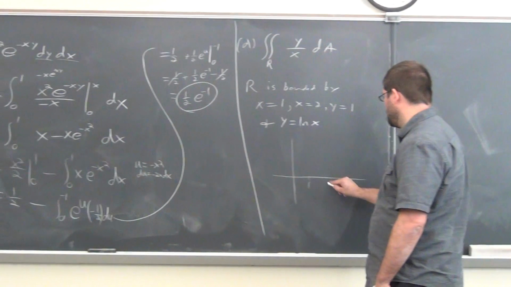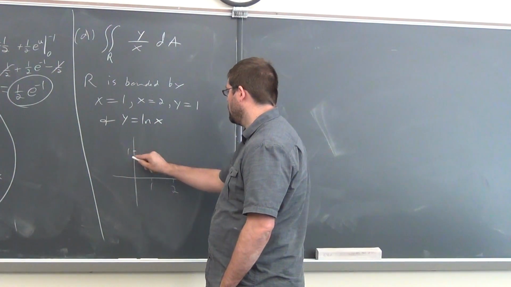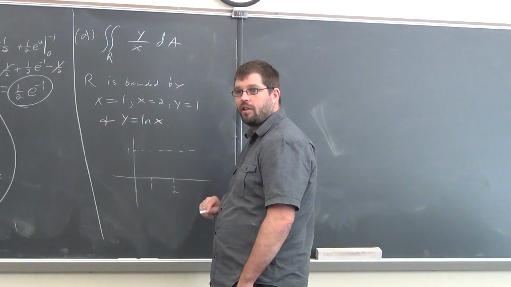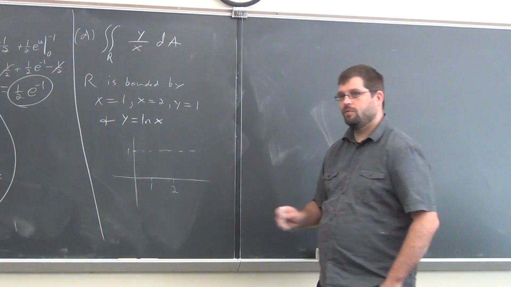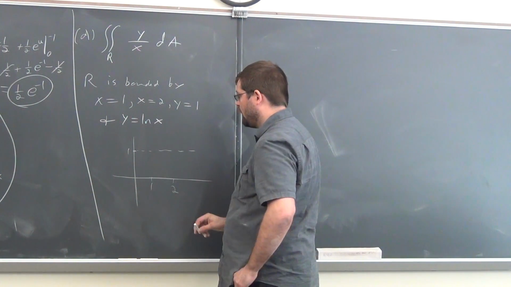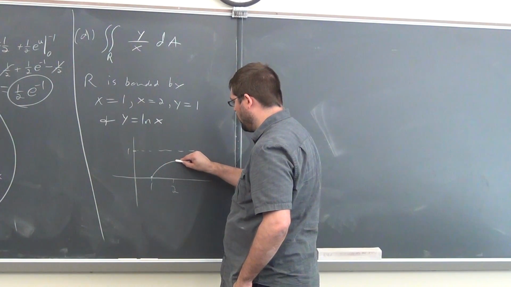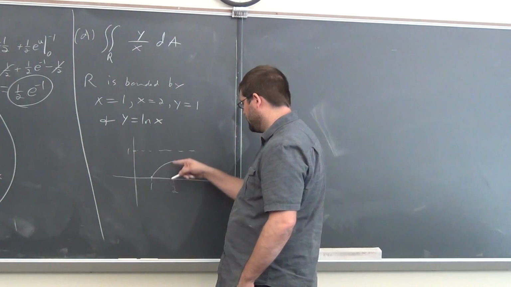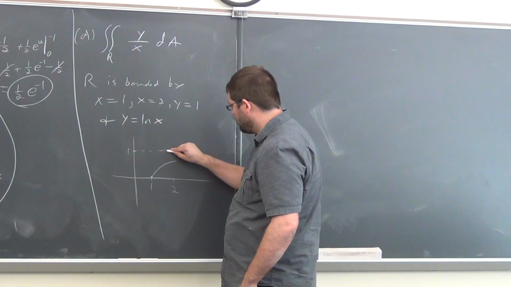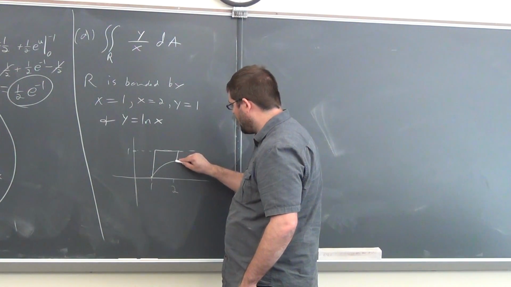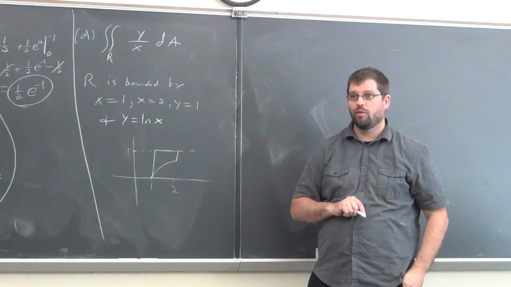x goes from 1 to 2, y is 1. I'm going to draw this in for now. What does y equals log of x look like on that region? Log of 1 is 0, and then log grows, but it's going to stay below 1, right? Because log of e is 1. So this is maybe a little exaggerated, but the point is you have this region like that. Does that make sense? Where the log is the bottom, 1 is the top, and then your x's go from there to there.